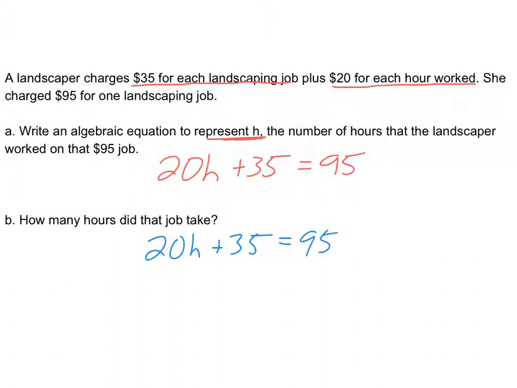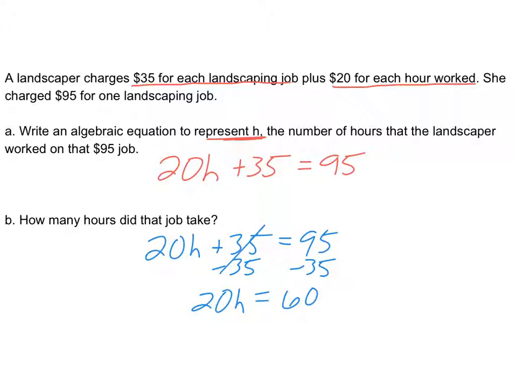So the first thing we should do, undo any addition or subtraction. Right now I have a plus 35, so I need to subtract 35. And if I subtract from the left, I have to subtract from the right as well, giving me 20h on the left is equal to 60 on the right.